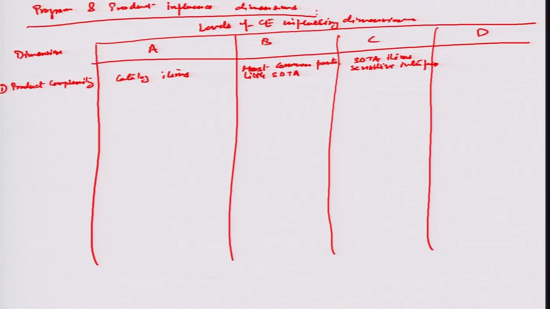So, such a product line or such a level of complexity, and then you can think of one where there is futuristic research which is involved. So, you push the existing SOTA or state of the art level, so that here you need a lot of R&D for doing it.